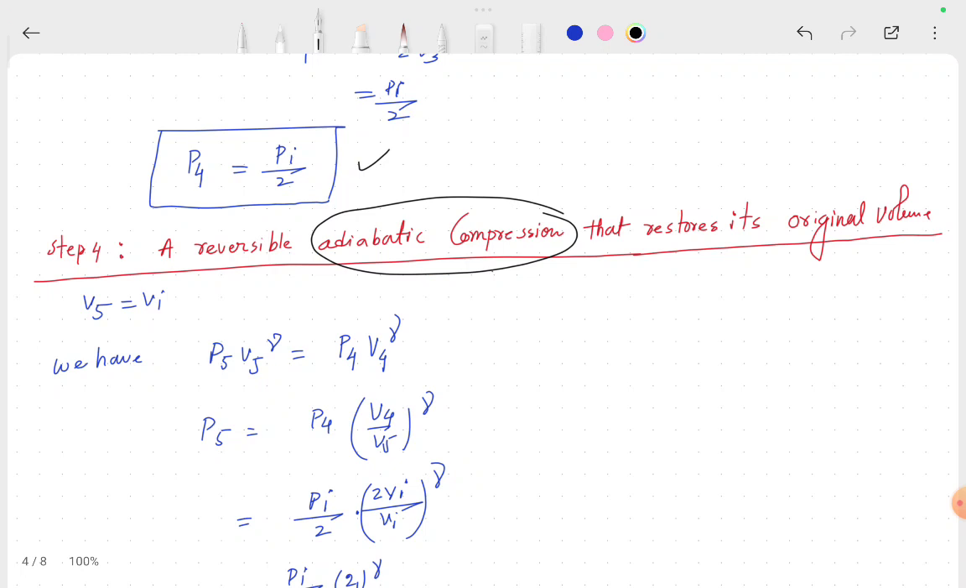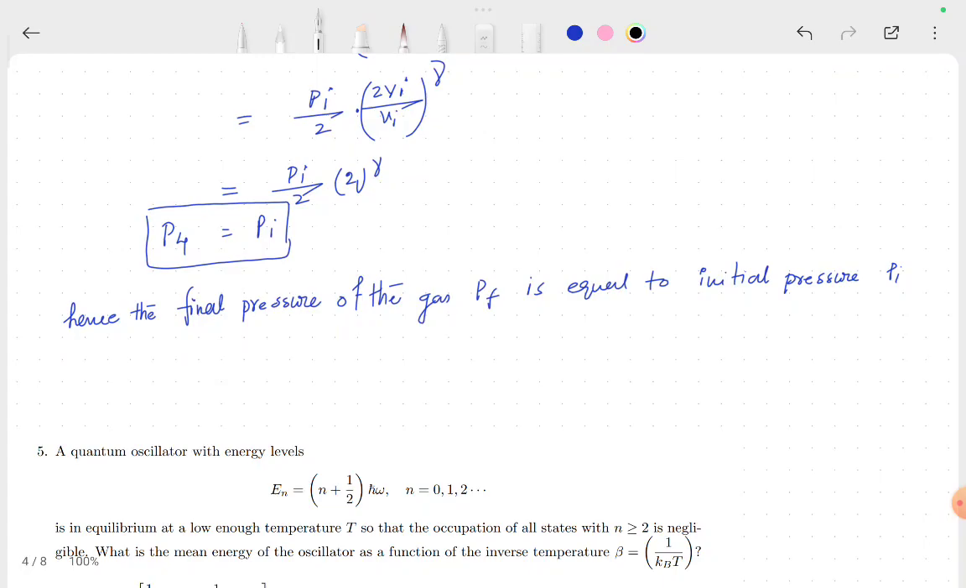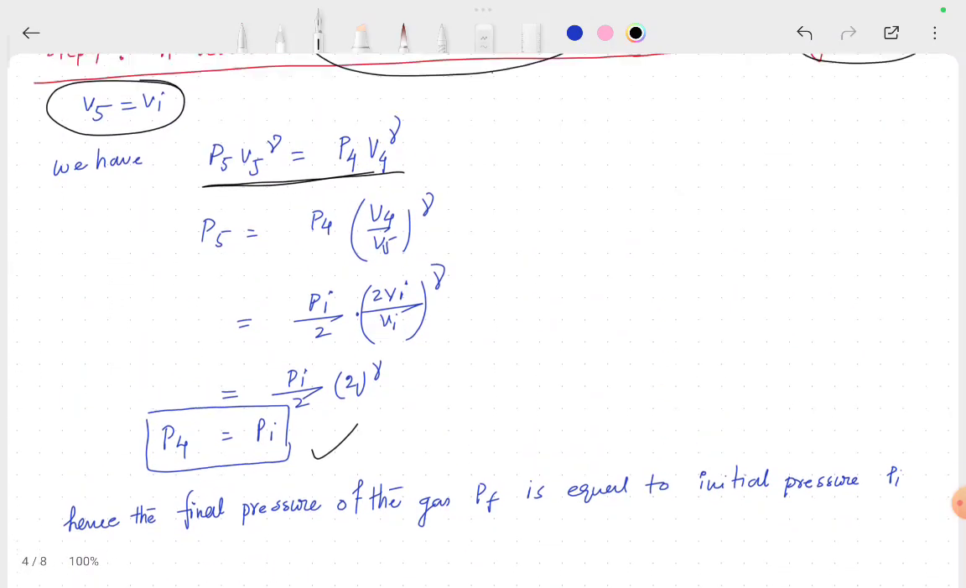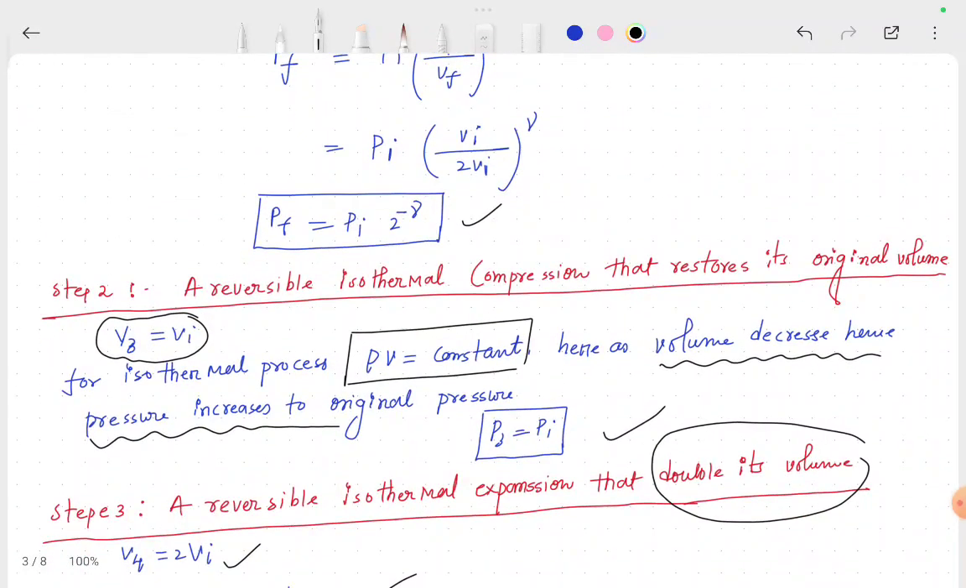compression, and that restores its original volume. So that's why V5 is equal to Vi here, and this is the reversible adiabatic process, and we use these adiabatic equations, and finally we calculate that P5 is equal to Pi. Hence you just follow the mathematics and you easily calculate.